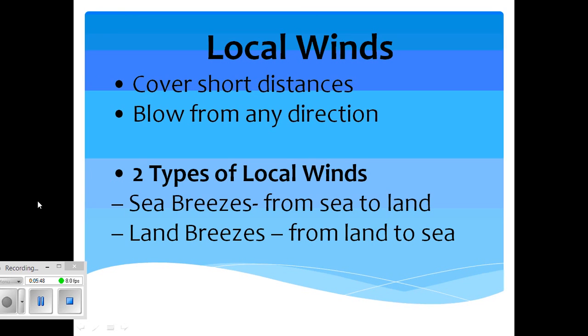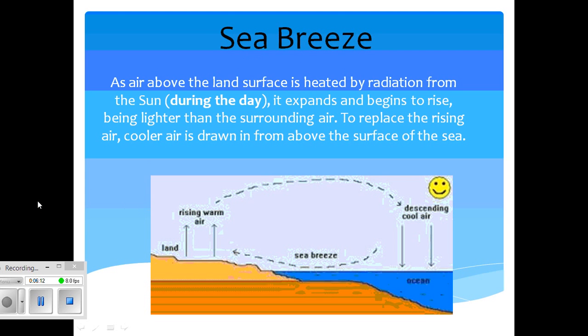Now, continuing into local winds. Local winds cover short distances. They blow from any direction. And there are two types of local winds. They include sea breezes, which are winds from sea to land, and land breezes, which are winds from land to sea. Now, sea breezes can be described briefly by the image below.